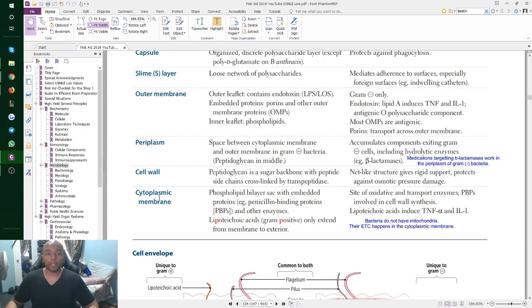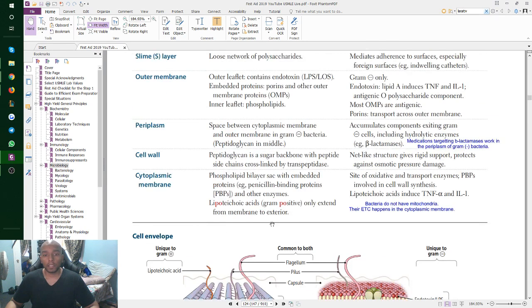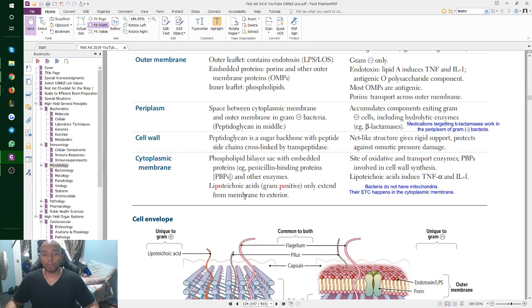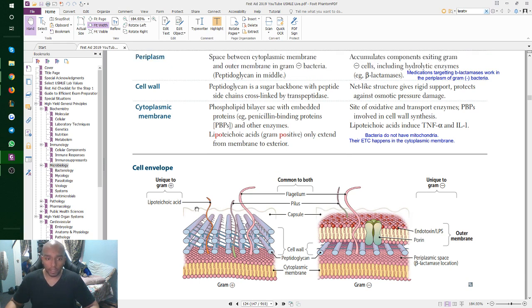Last thing is your cytoplasmic membrane, which is your phospholipid bilayer sac with embedded proteins like penicillin-binding proteins and other enzymes. Lipoteichoic acid, which is, let me see, right here. See, it is only found in gram-positive. Lipoteichoic acid extends from the membrane to the exterior, right? So you can see it's on the outer part of the membrane, and then they come all the way outside. They don't extend inside though, and that's literally just about the lipoteichoic acid.